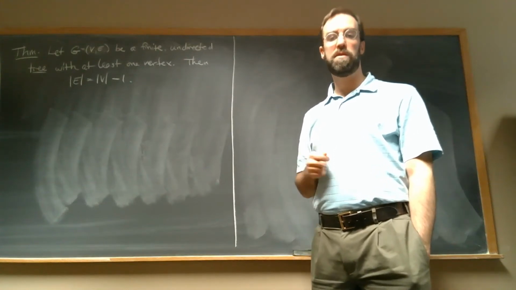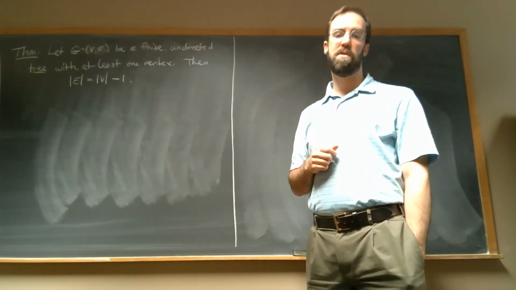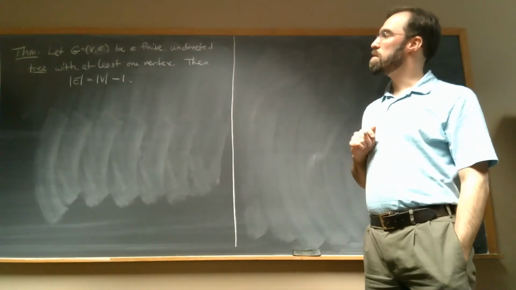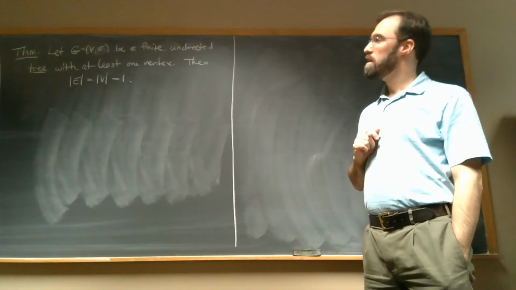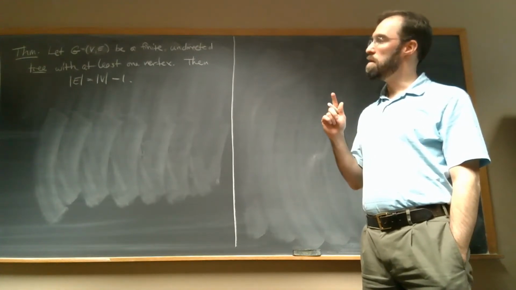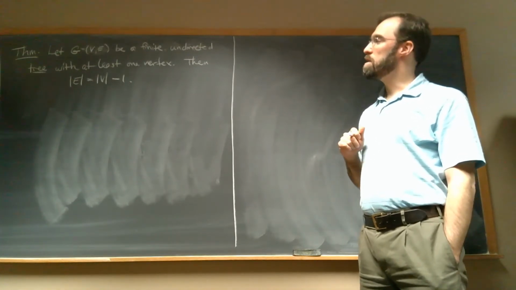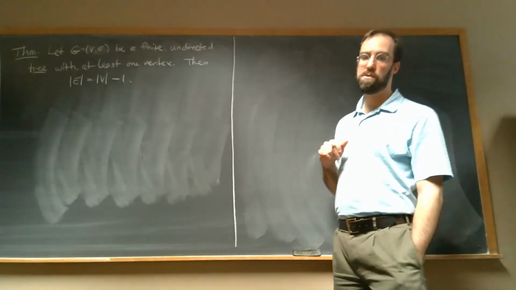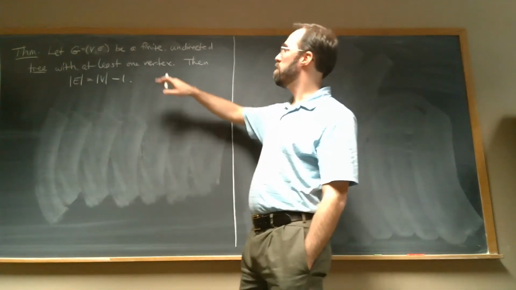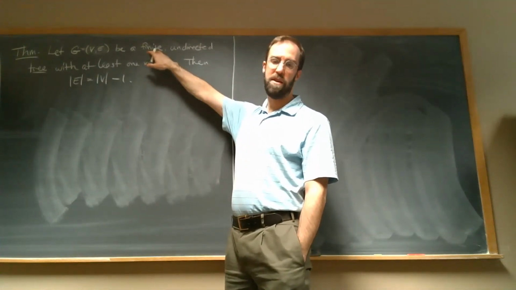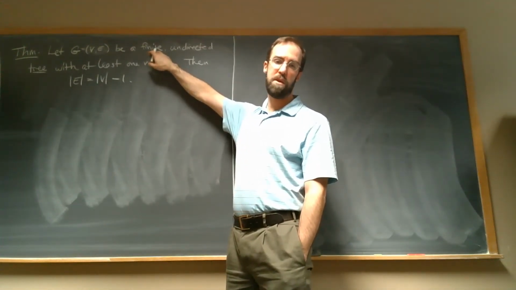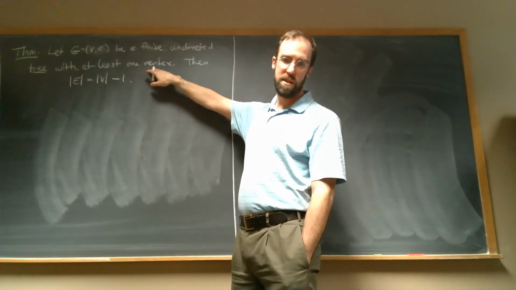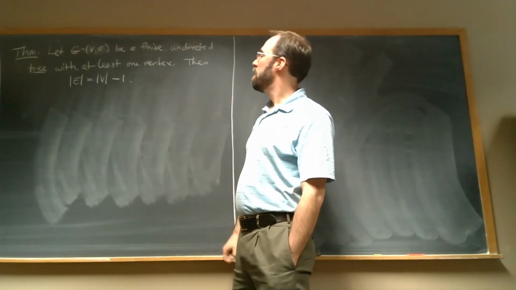And of course the proof is going to be by induction on the number of vertices. I should mention that the way I've written this theorem, I've written it carefully. So I say let G be a finite undirected tree with at least one vertex. And I'll let you think about what goes wrong if I omit any of these things. If, for example, I omit the word finite, what could go wrong? Why might this theorem not be true anymore? Also, if I omit the part about having at least one vertex, what goes wrong? I'll let you think about that.